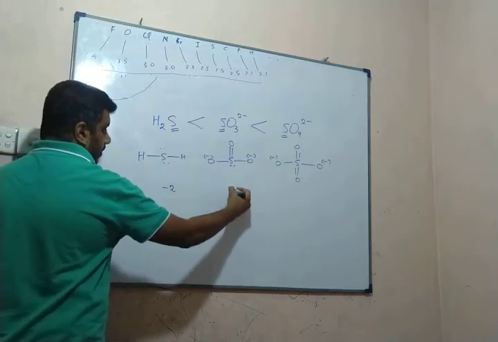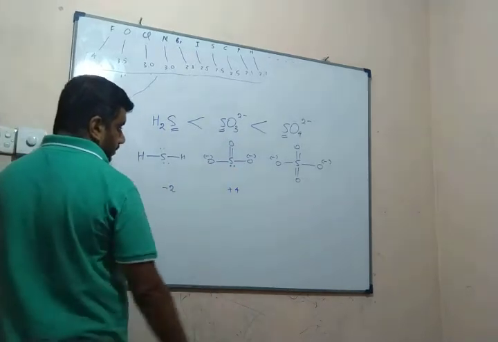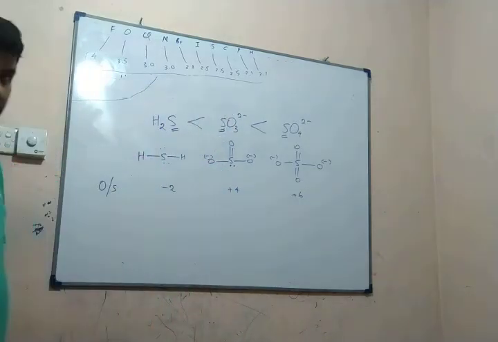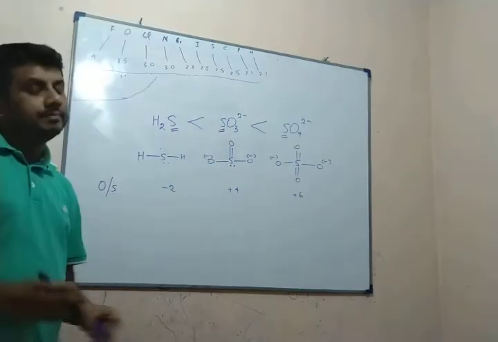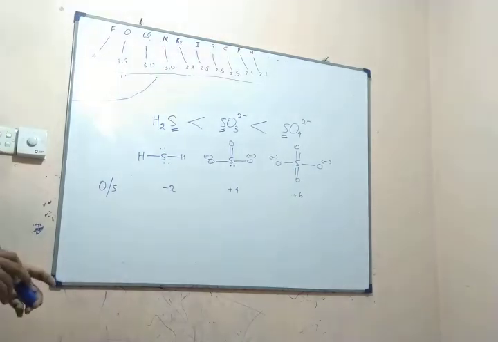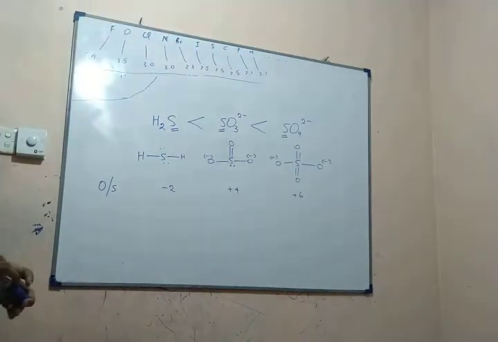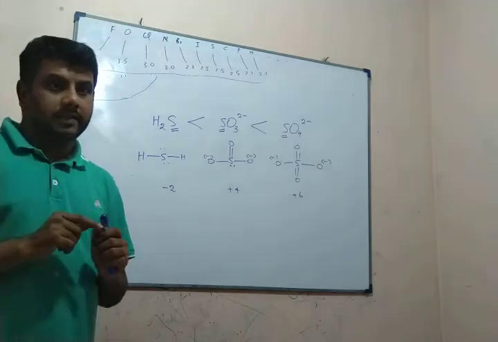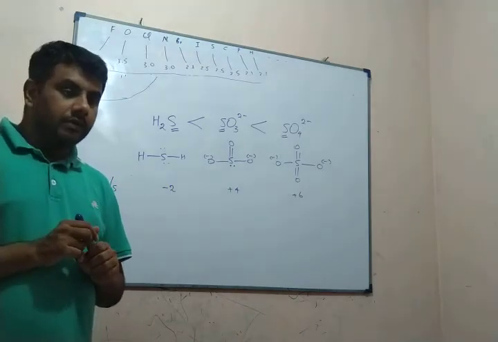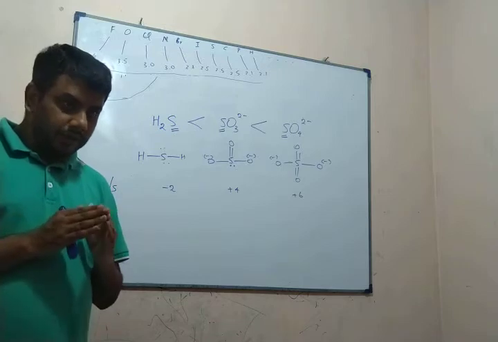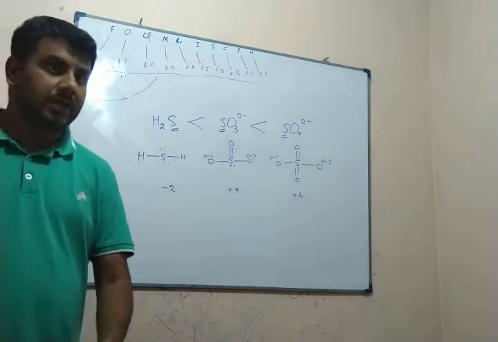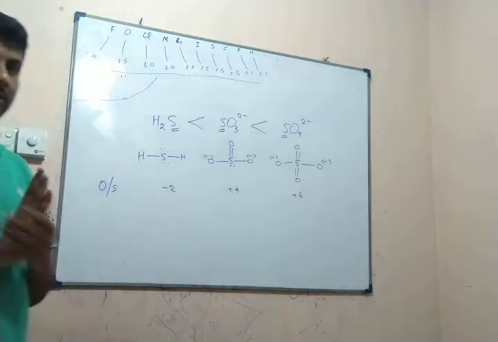This sulfur is +4, and this is +6. When the oxidation state increases, electronegativity also increases. Have we studied oxidation state? No. It's okay. We'll study it in the next class. We are going to start chemical calculation, the third unit. The third unit starts with oxidation state. That's the first part. So for the day, you don't have to worry.